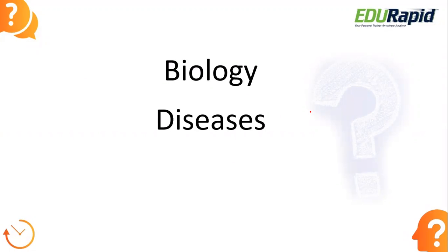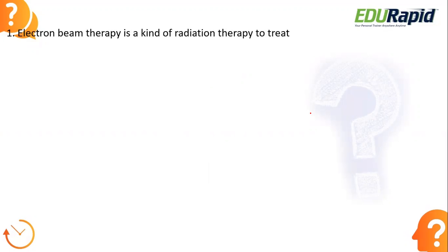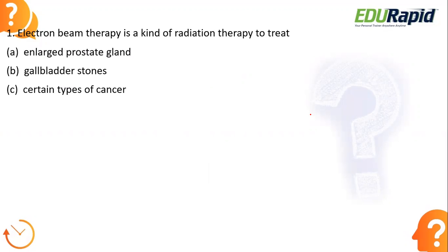And today in this class, we are going to discuss some very important questions related to the topic diseases, Part 1. Now let us look at the first question under this topic: electron beam therapy is a kind of radiation therapy to treat option A, enlarged prostate gland, option B, gallbladder stones, option C, certain types of cancer, and option D, kidney stones.